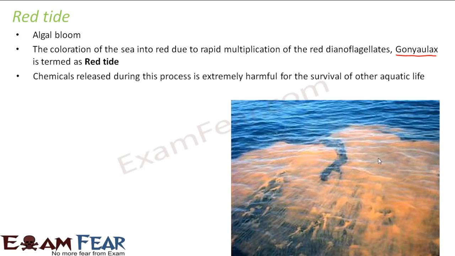Now during the process of this multiplication of red tide, there are some chemicals which get released which are extremely harmful for the survival of other aquatic life. So due to this red tide, all other organisms living in the sea, maybe other fishes, big or small, might die because of these poisonous chemicals which are produced during the process of formation of this red tide.